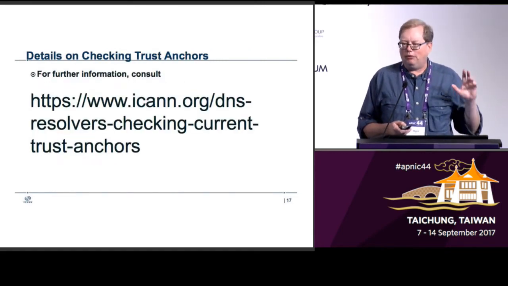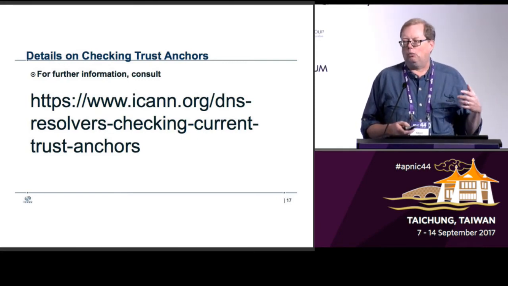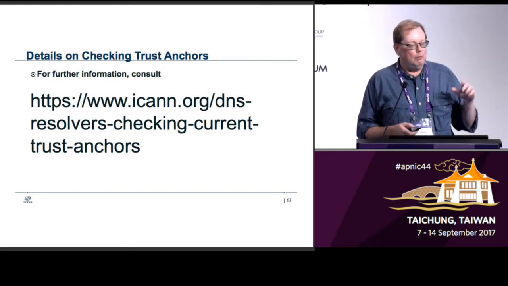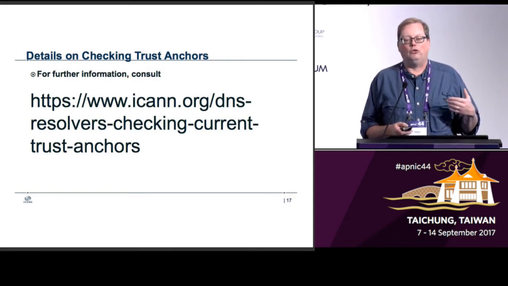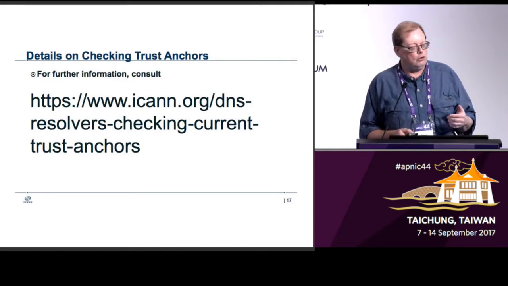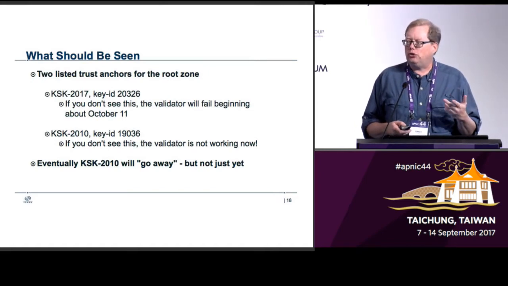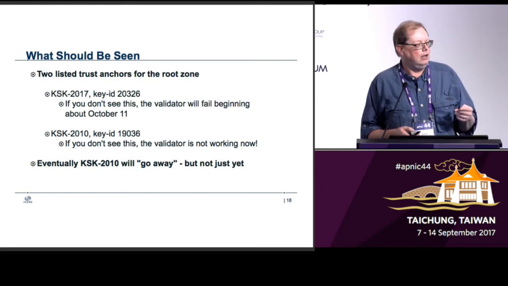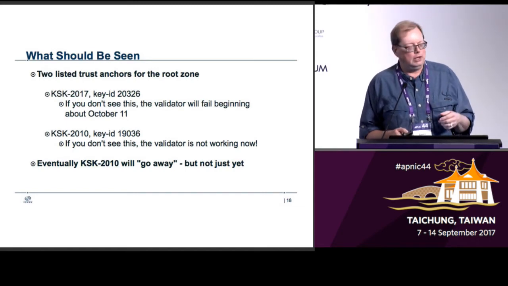We have a website. We have a page being built right now, or actually it's been built, where someone has documented all of the ways you can check to see what keys a resolver has in it. It's being updated with more information as we go, but that URL is up there, and if you can copy this down fast enough, great. If not, I hope it's in the slides you download. It's an important reference. What you should see is indication that there are two keys trusted, the KSK 2017 and the KSK 2010. And if you see this, then you're set. You're going to be fine when it comes time for rolling the key.